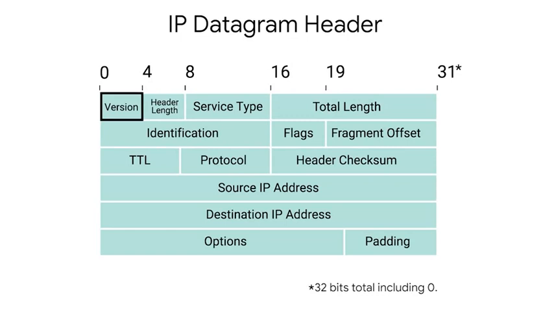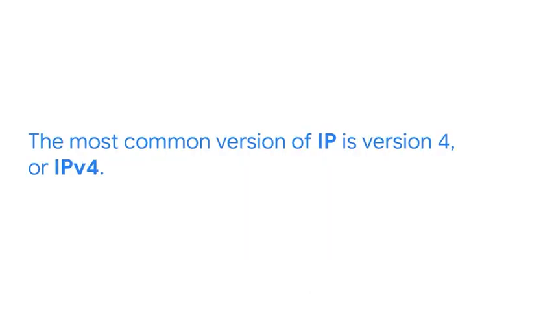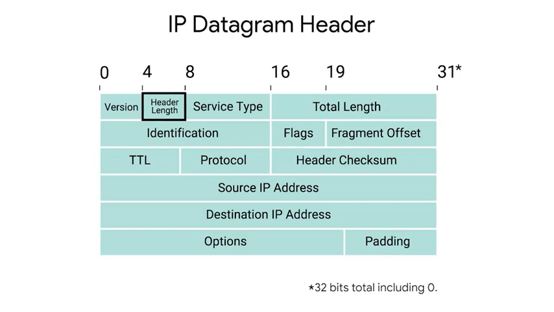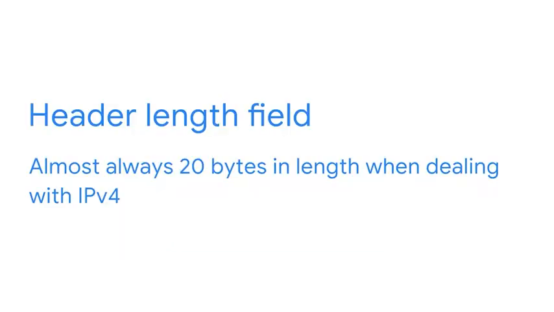You'll notice that an IP datagram header contains a lot more data than an Ethernet frame header does. The very first field is 4 bits and indicates what version of Internet Protocol is being used. The most common version of IP is version 4, or IPv4. Version 6, or IPv6, is rapidly seeing more widespread adoption. After the version field, we have the header length field. This is also a 4-bit field that declares how long the entire header is. This is almost always 20 bytes in length when dealing with IPv4. In fact, 20 bytes is the minimum length of an IP header. You couldn't fit all the data you need for a properly formatted IP header in any less space.